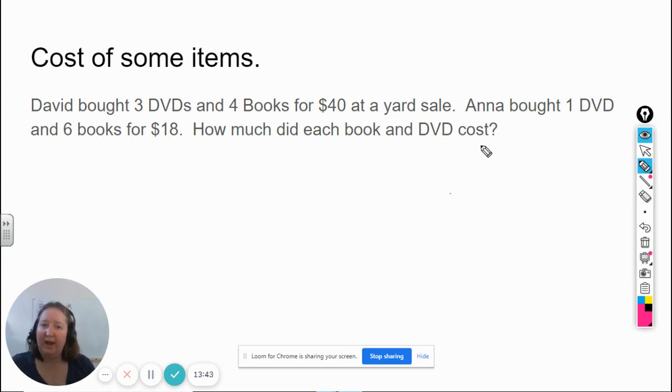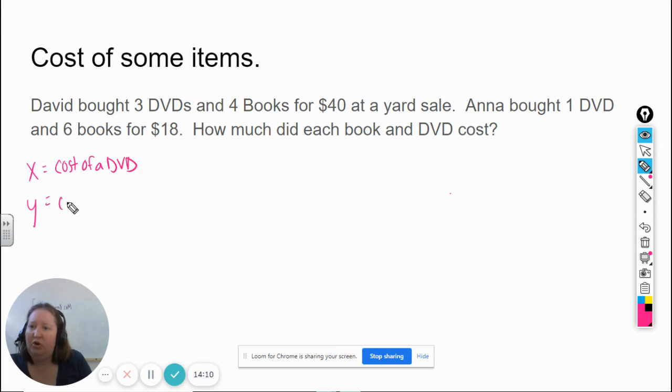Okay, so here we don't have, on all the previous problems, we knew how much the popcorn and the hot dogs cost. We know all of those things. So this one's different. We're looking for the cost. So I'm going to have an X and a Y. And so the 2 things I'm trying to find a cost of are DVDs and books. So we say cost of a DVD and cost of a book. Okay, then we have 2 scenarios and 2 totals.